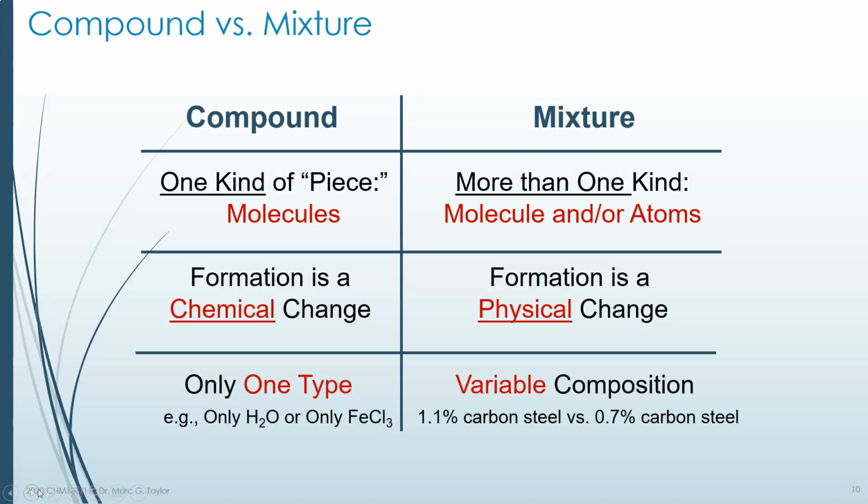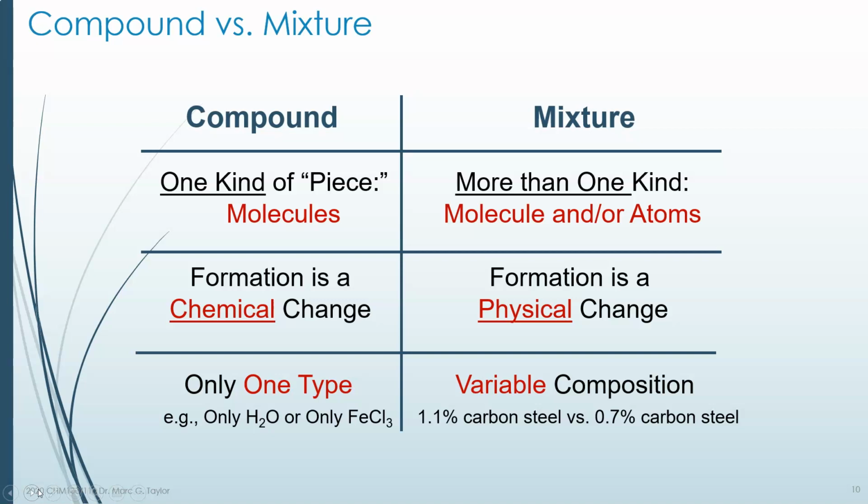So a compound is only a single substance. It's one type of substance, H2O, FeCl3. Those are individual compounds. They're individual substances. Whereas a mixture is, as the name suggests, a mix of at least two kinds of substances.